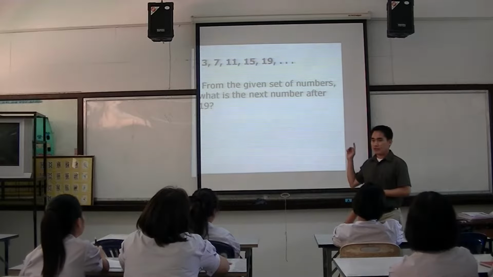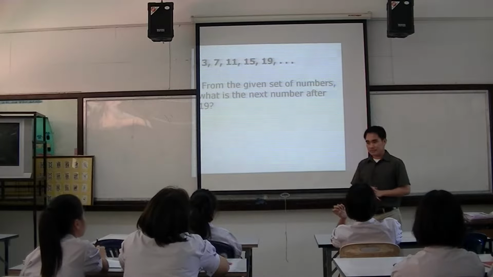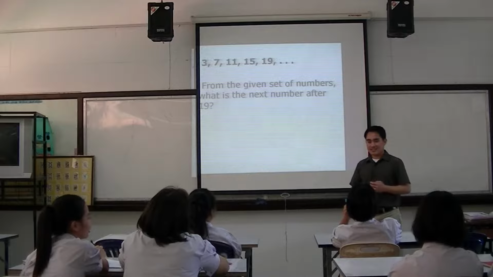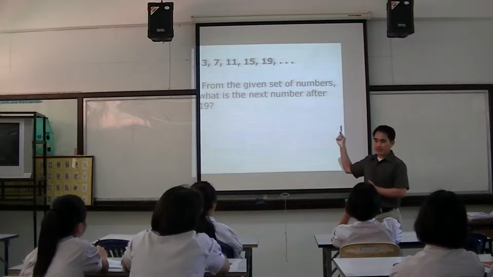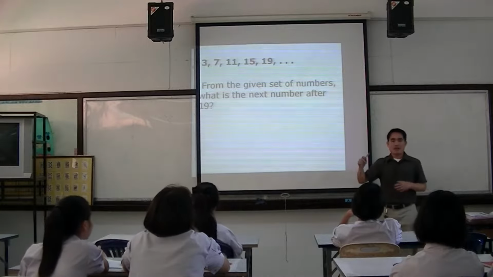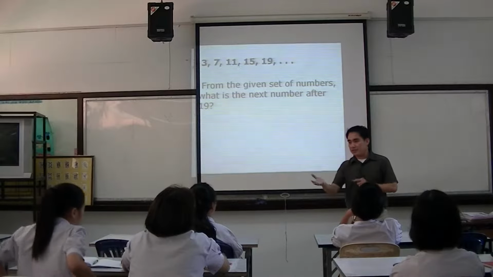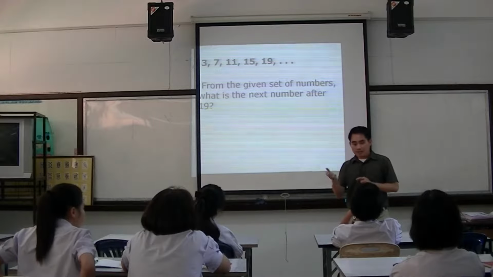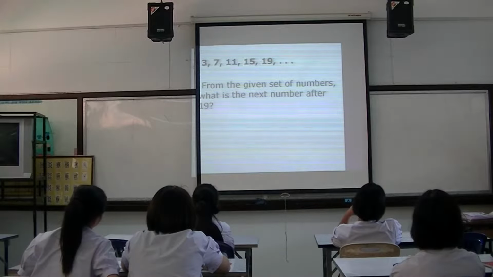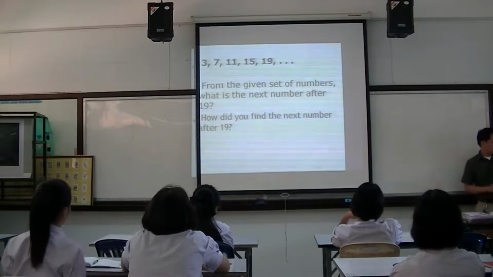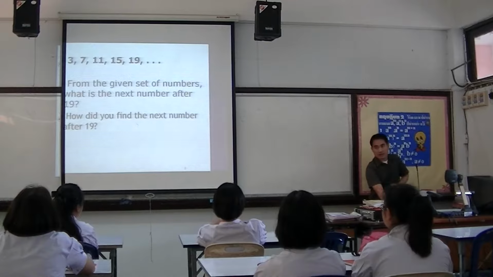Very good. How about the number next to 23? Next is 27. How did you get the next number? 23 plus 4. Okay, you answered already. How did you find the next number after 19? Plus 4.